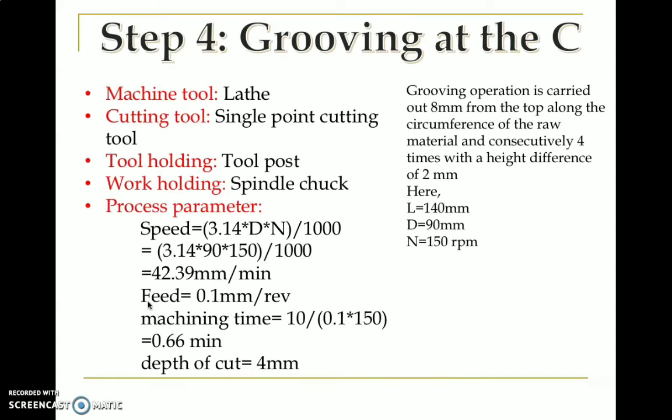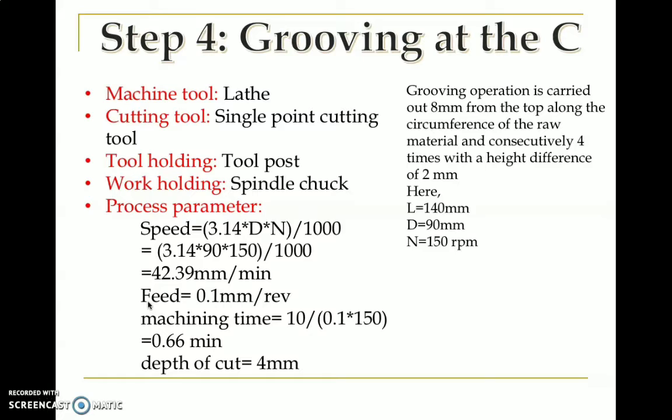So now we move on to the next process, which is grooving at C. We have seen a few grooves at the topmost part, upper part of the product. So now we move on to making those grooves. This grooving operation is carried out approximately 8 from the top side along the circumference of the raw material consecutively 4 times, with a height gap between each groove of 2. Yeah, so this process is also done using the lathe.